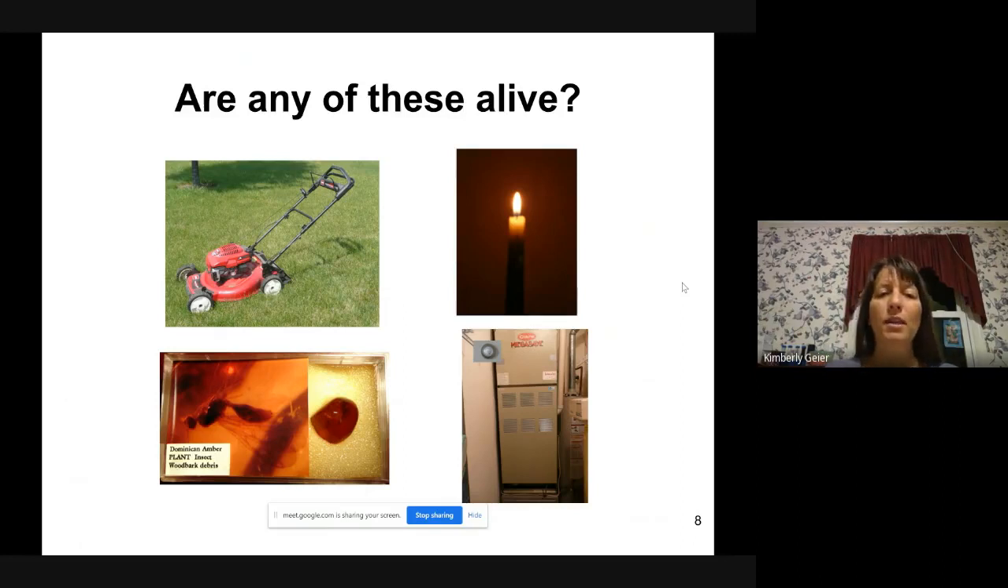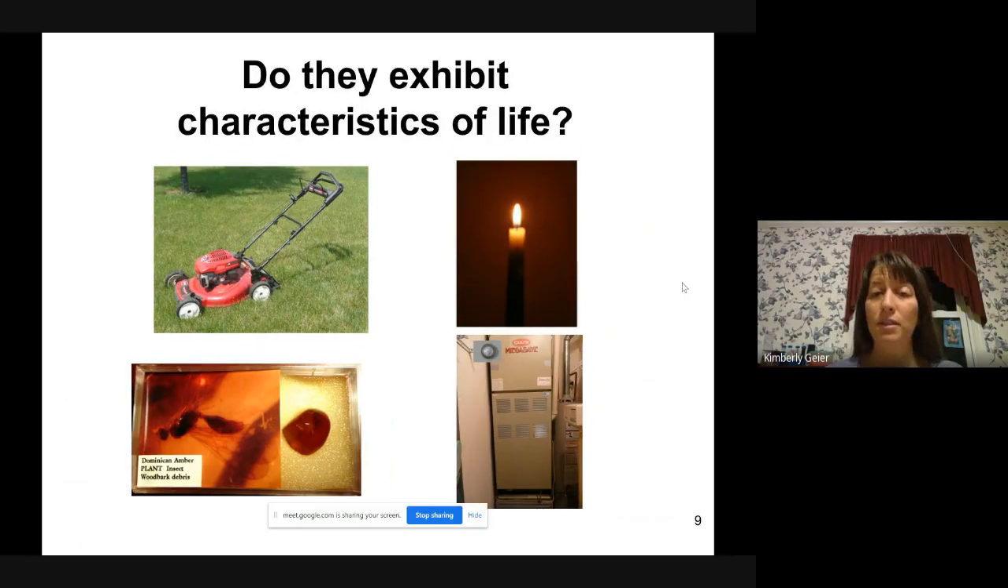So, thinking about these characteristics, maybe you're beginning to see that it's a little bit tricky, because some of these things that are not alive do exhibit characteristics of life. So keep thinking about what your characteristics of life are.